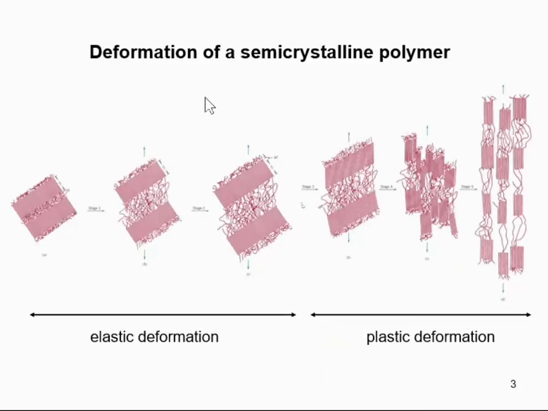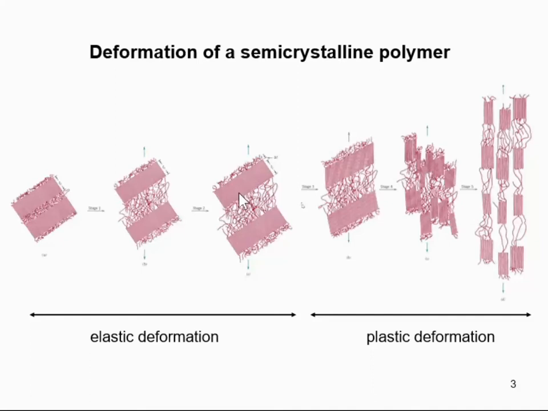A little more detail maybe with the semicrystalline polymer. So the elastic deformation piece is showing the amorphous regions between the two crystals here starting to straighten out and align. Okay, so we're just removing all of this sort of kink region.